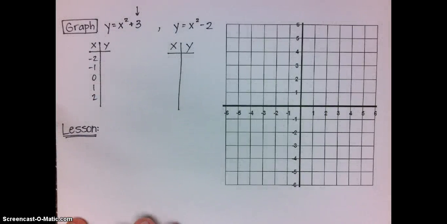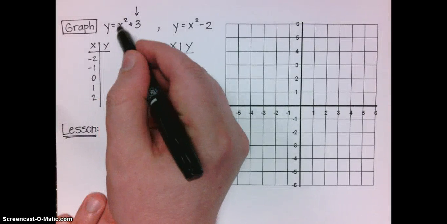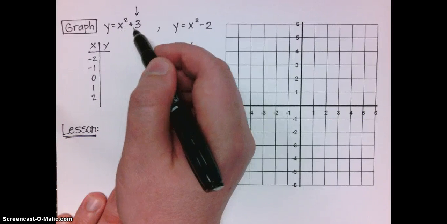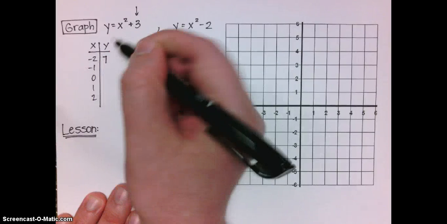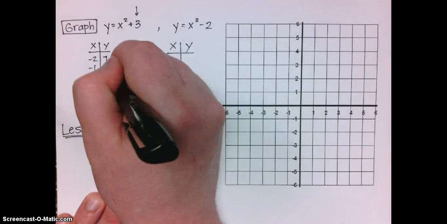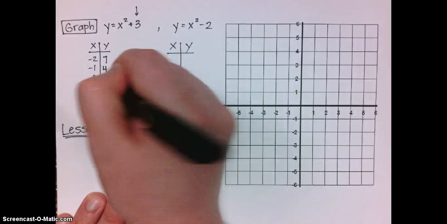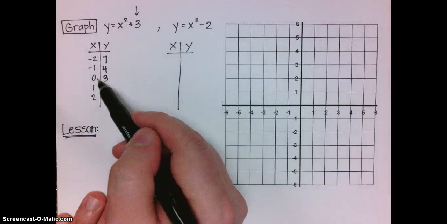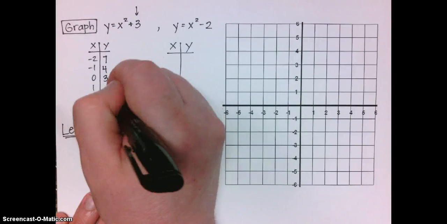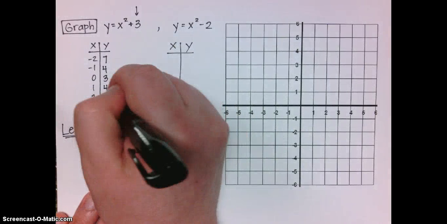I'm going to add that to whatever I'm going to square. So if I plug in -2 here, -2 squared is 4. 4 plus 3 is 7. Plug in -1. -1 squared is 1 plus 3 is 4. 0 squared is 0. 0 plus 3 is 3. This is the first time I haven't had 0, 0. Plug in 1. 1 squared is 1 plus 3 is 4. Plug in 2. 2 squared is 4 plus 3 is 7.